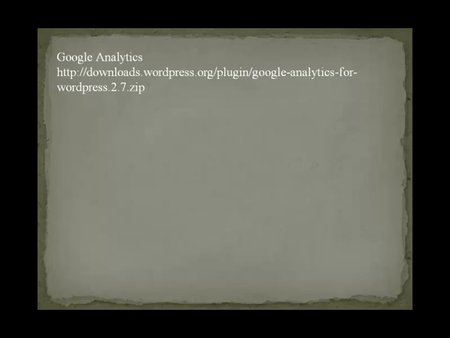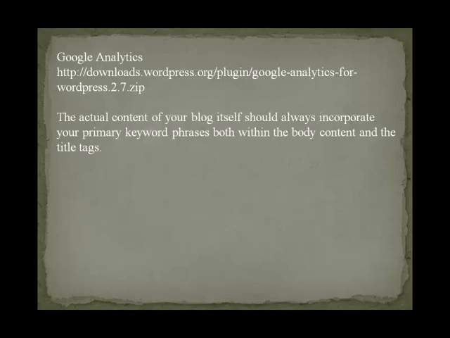When it comes to optimizing your blog so that it ranks within the search engines, the actual content of your blog itself should always incorporate your primary keyword phrases both within the body content and the title tags. Example: if I were writing an article on traffic generation, I would use these keywords within my blog post, such as traffic generation tips, and then within the article itself, I would use the keywords top 10 traffic generation tips.